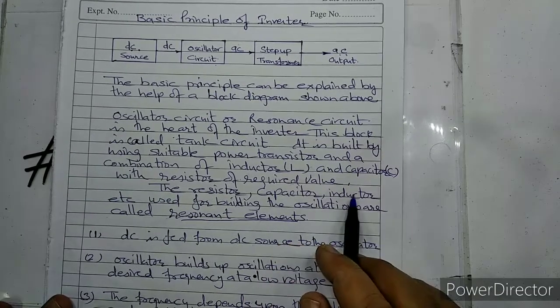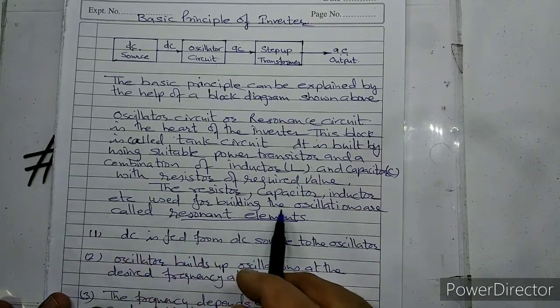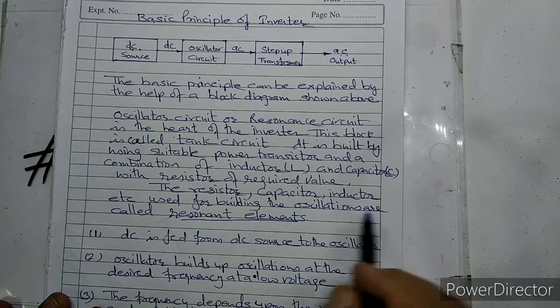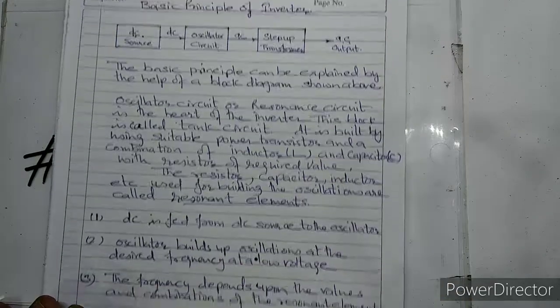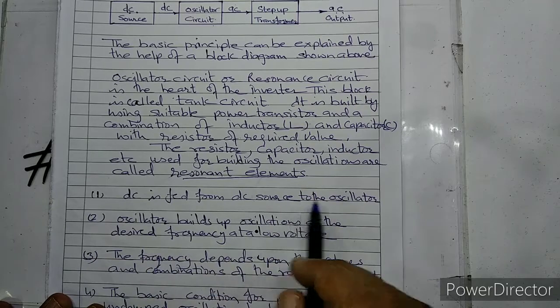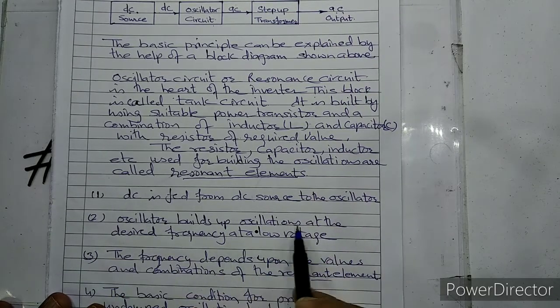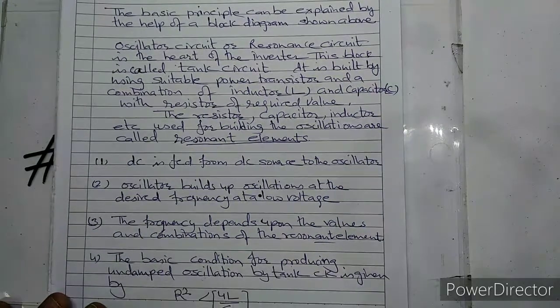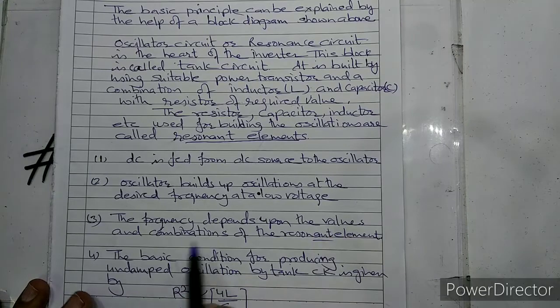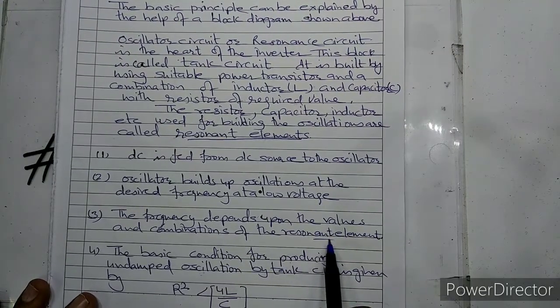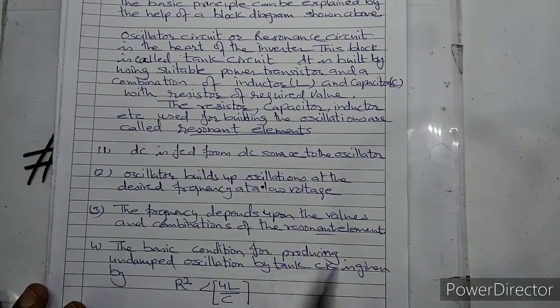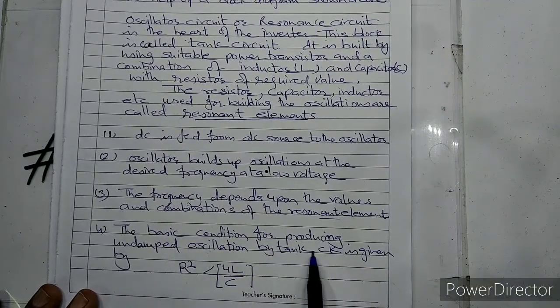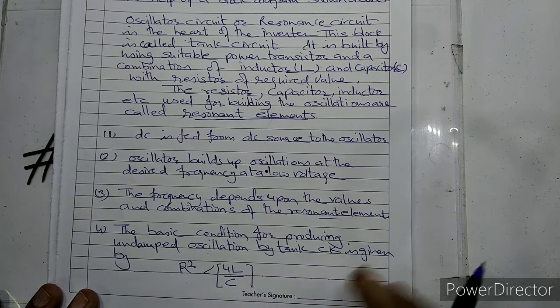The resistor, capacitor and inductor are used for building the oscillations and are called resonant elements. Now, DC is fed from the DC source to the oscillator. The oscillator builds up the oscillations at the desired frequency at a low voltage. The frequency depends upon the value and the combinations of the resonant elements. The basic condition for producing undamped oscillations by the tank circuit is given by R square less than 4L by C.